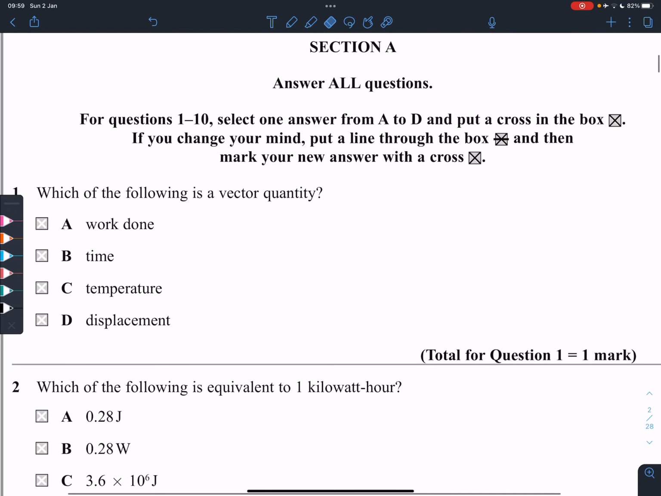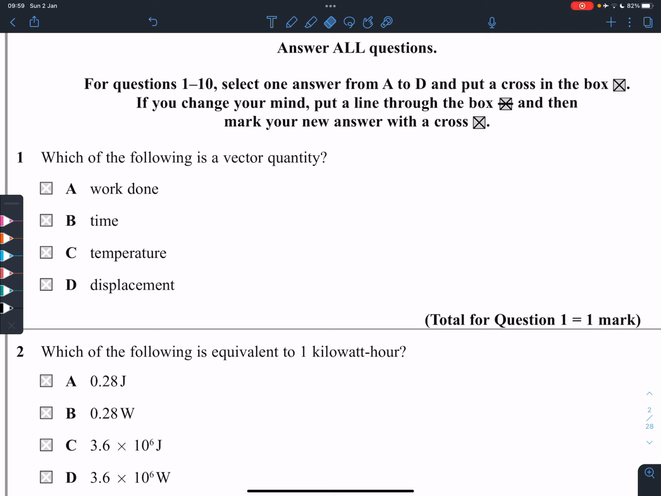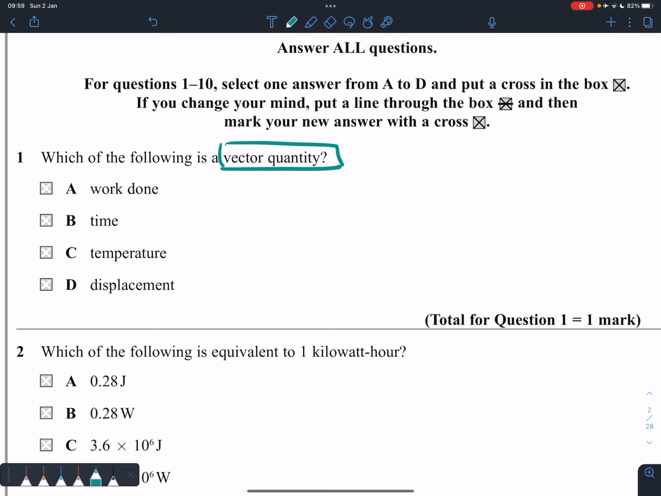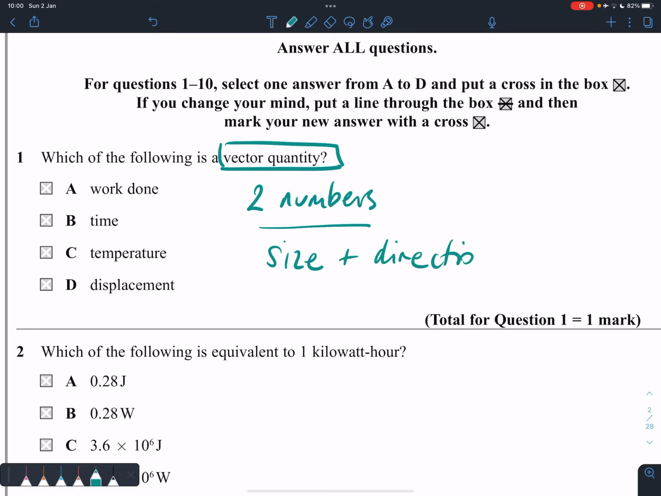The multiple choice questions can be really quite tricky at times, but they can also be relatively straightforward as well. So let's have a look at these ones, and I will just give you some hints. The first question is about a vector quantity. The thing to remember is that you're looking for two numbers. A vector needs a size and also a direction. So basically, you're looking to eliminate three of these which don't have a particular direction.